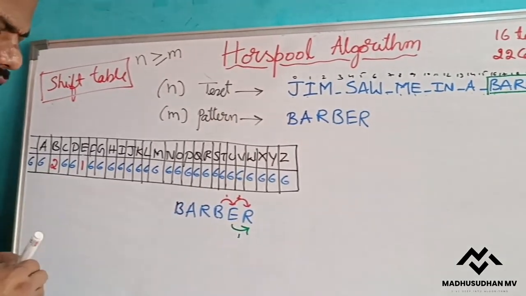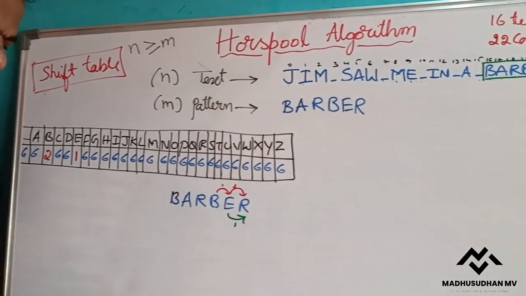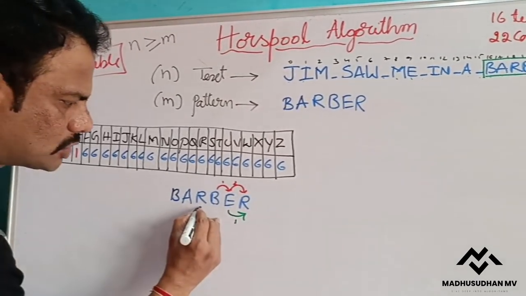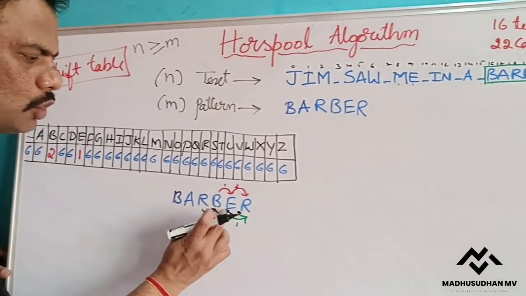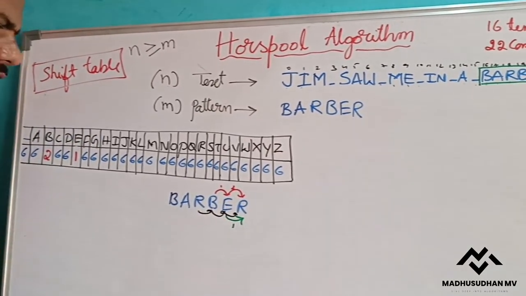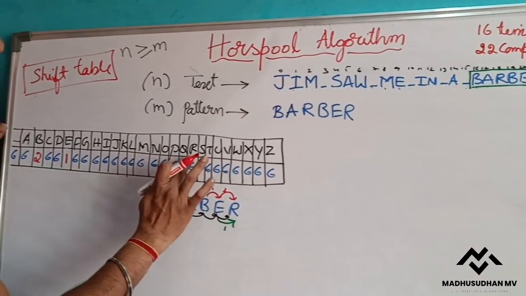Now similarly, you take the R. R is at a distance of 1, 2, 3. Now you update the value of R by 3. R value is 3.